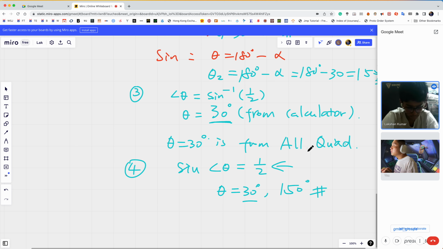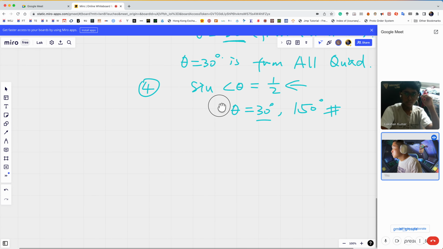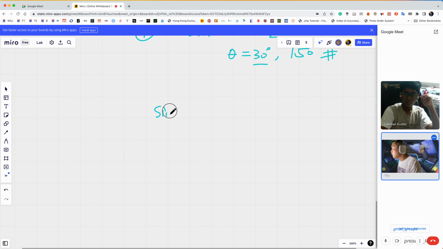Alright, good. So now you know how you can make use of the quadrants and the formulas in the quadrants to solve questions. After this example, let's try out sine theta is equal to negative half.